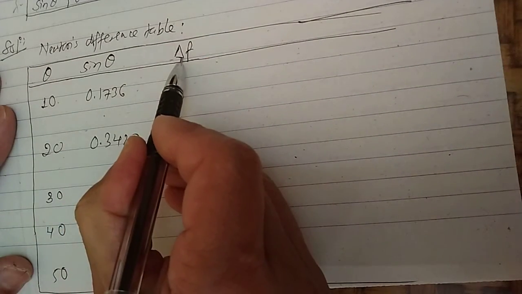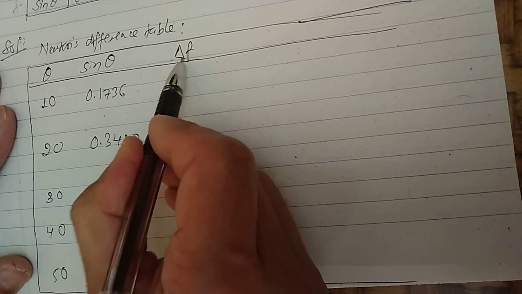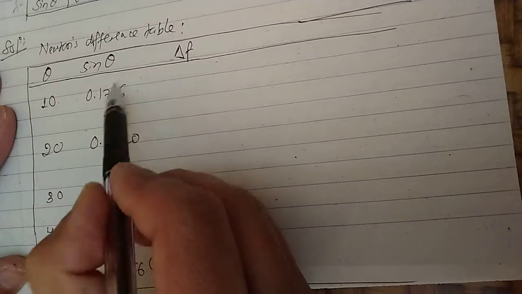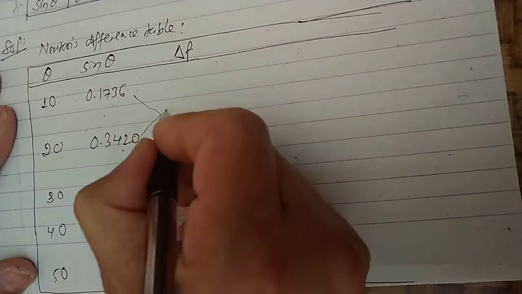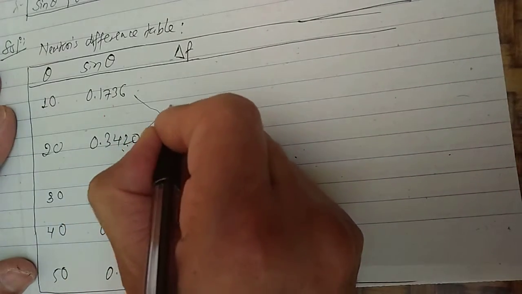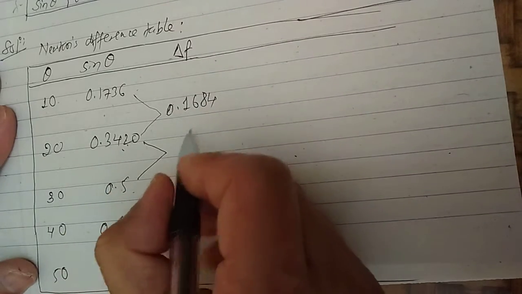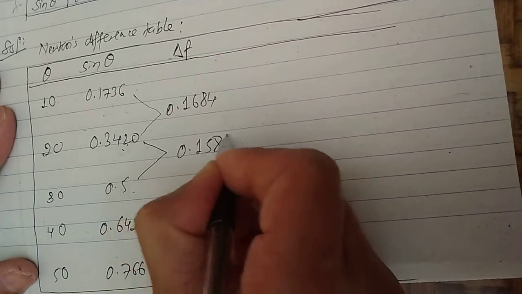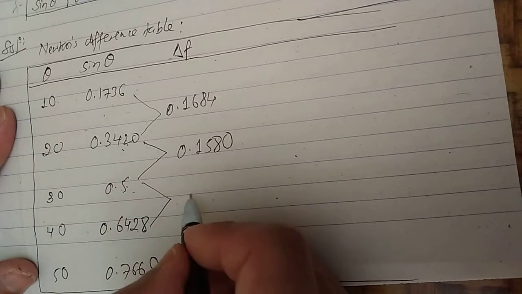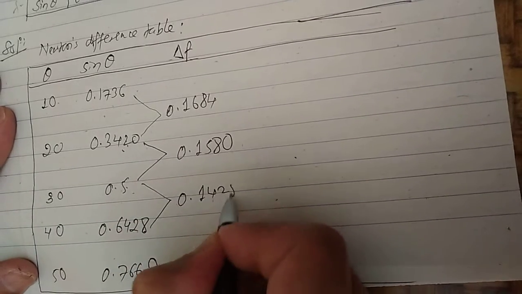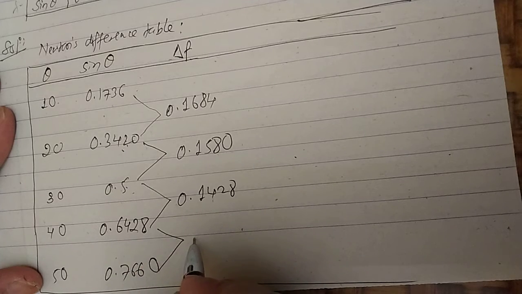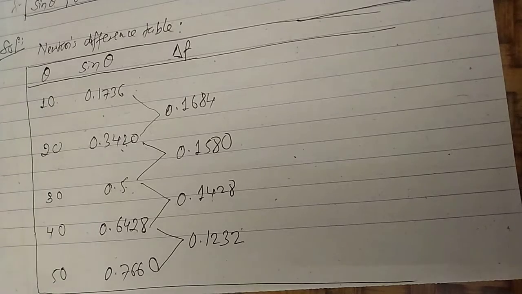Let's calculate delta F. This is not the divided difference, this is the difference. So this minus this, we'll keep it here. We'll not divide in this case. So this minus this, 0.1684. This minus this, 0.1580. This minus this, 0.1428. And then 0.1232. This is the first difference.